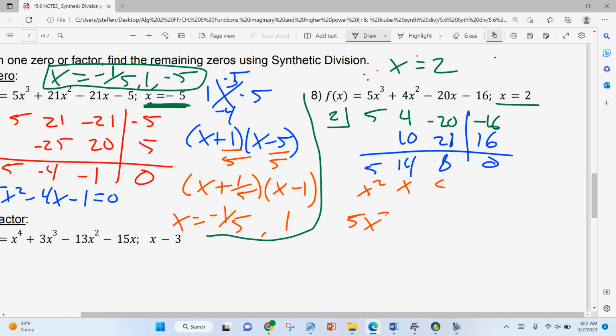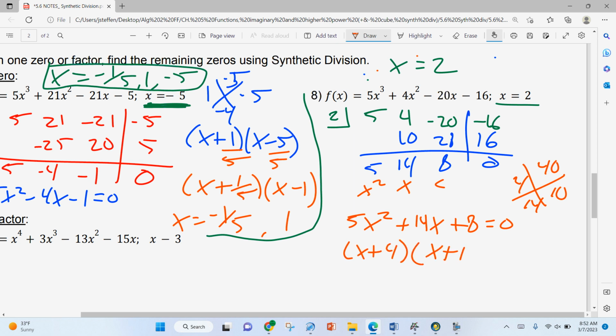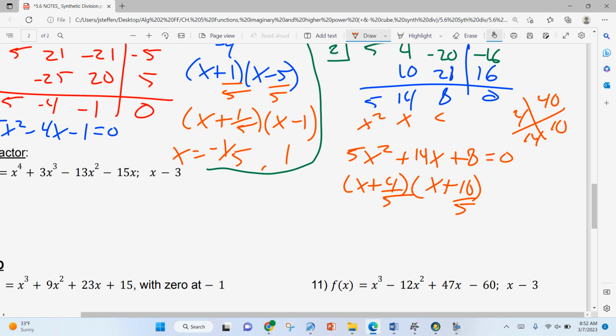We have 5x squared plus 14x plus 8. Now the good news is if you're factoring this one, 5 times 8 is 40. We're looking for factors of 40 that add up to be 14. Hopefully you can find them pretty quick. It's 4 and 10. So we have x plus 4, x plus 10. And remember then we are dividing both of those by 5. So we get x plus 4 over 5, x plus 2.